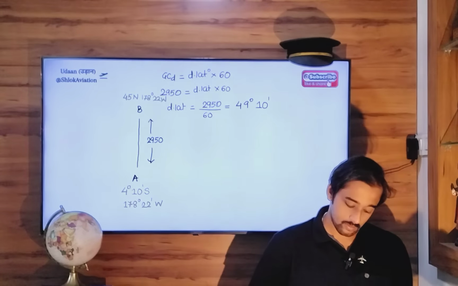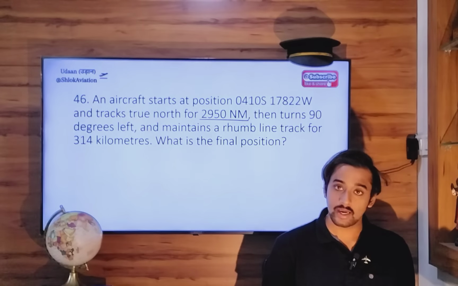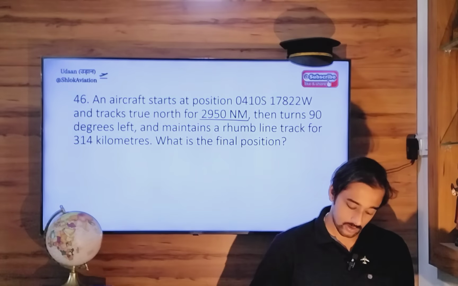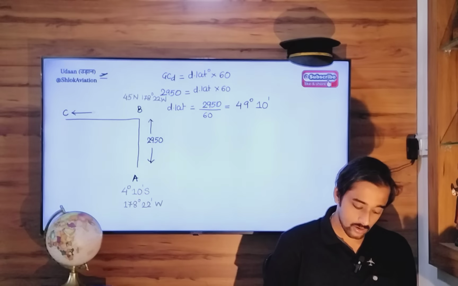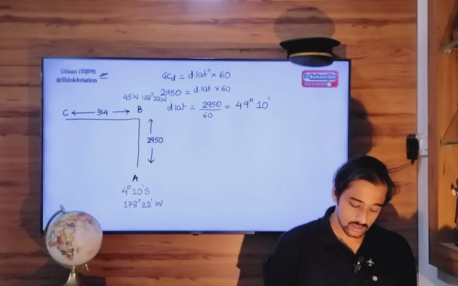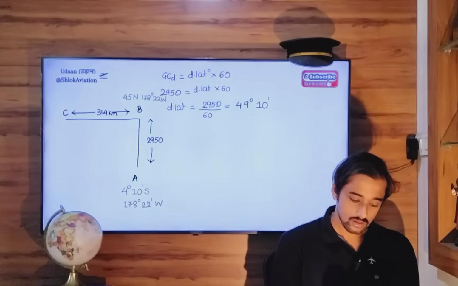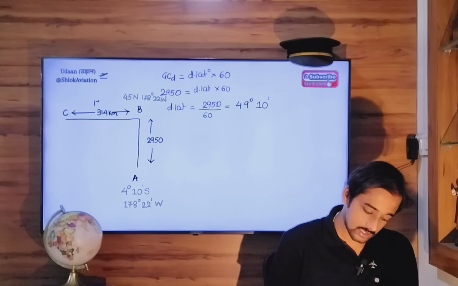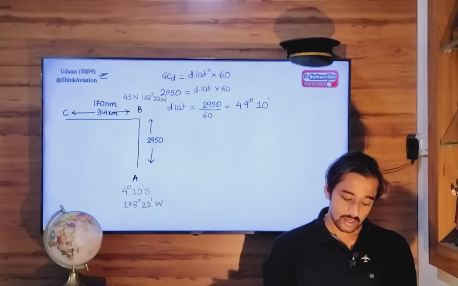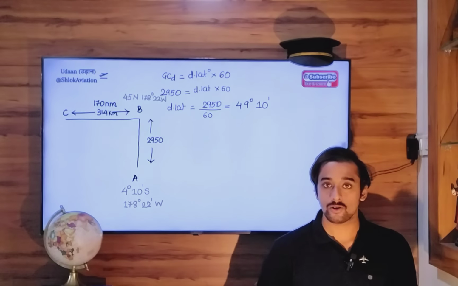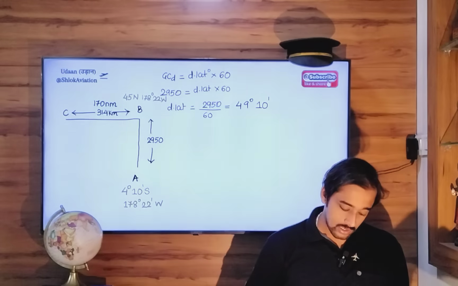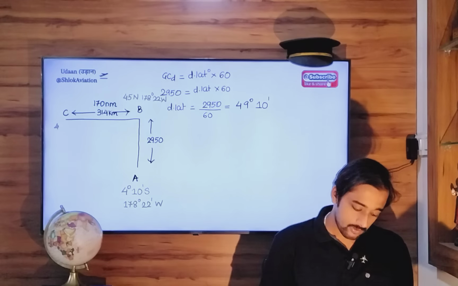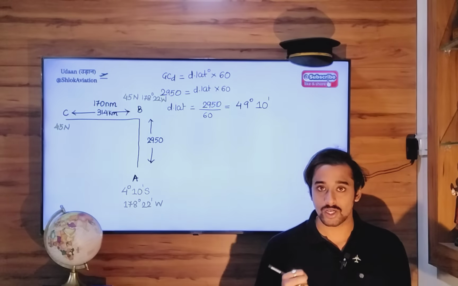Now from this location Bravo, we turn 90 degrees left and maintain a track for 314 kilometers. So we turn left, maintain a track of 314 kilometers, divide by 1.85, which is equal to 170 nautical miles. And now we have to find new coordinates of location C. Since we are flying on the same latitude, the latitude is going to remain the same, 45 north. What will change is longitude.